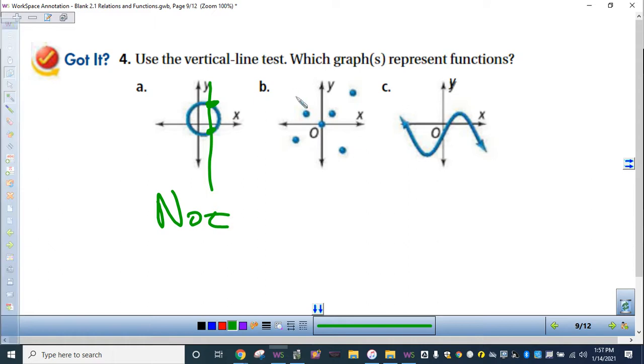B, you can draw vertical lines everywhere through all those ordered pairs. You only hit the ordered pairs once, so that relation is a function.